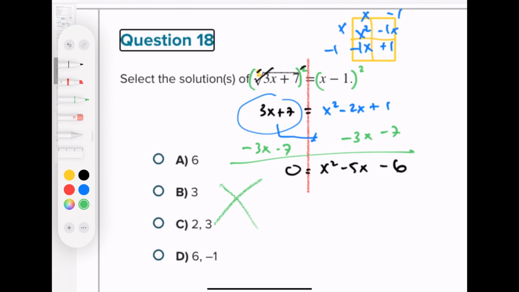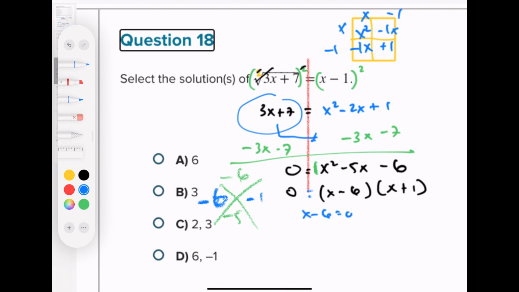Let's go ahead and factor that. A times C is negative 6. B value is negative 5. My two numbers are negative... I think it's going to be a 6 and a negative 1. Set each of those equal to 0 and solve, and you get these two solutions.